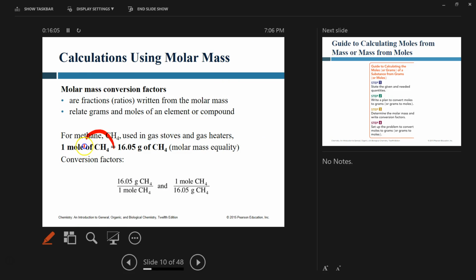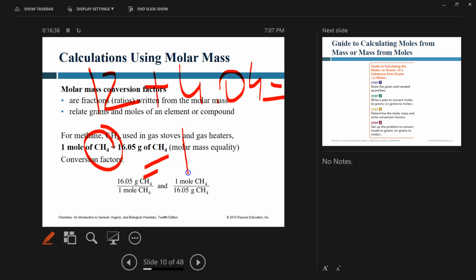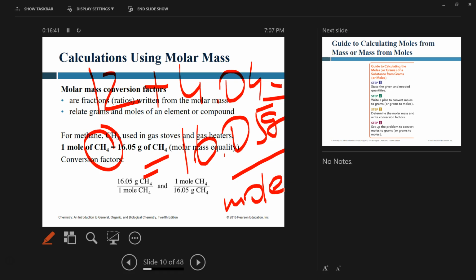So I have CH4, okay? Does that make sense? What's the molar mass of carbon? 12. What's the molar mass of hydrogen? 1.01. What do you need to multiply molar mass for hydrogen by? 4. Does that make sense? Because we have 4 hydrogens. Are you following me? 12 plus 4.04 will give you 16.05 grams per mole of methane.